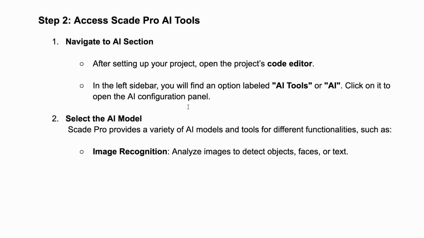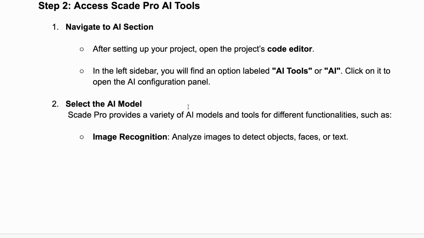Then access Scade Pro AI tools. So navigate to the AI section. After setting up your project, open up the project's code editor. In the left sidebar, you will find an option labeled AI Tools or AI. Click on it to open the AI configuration panel.